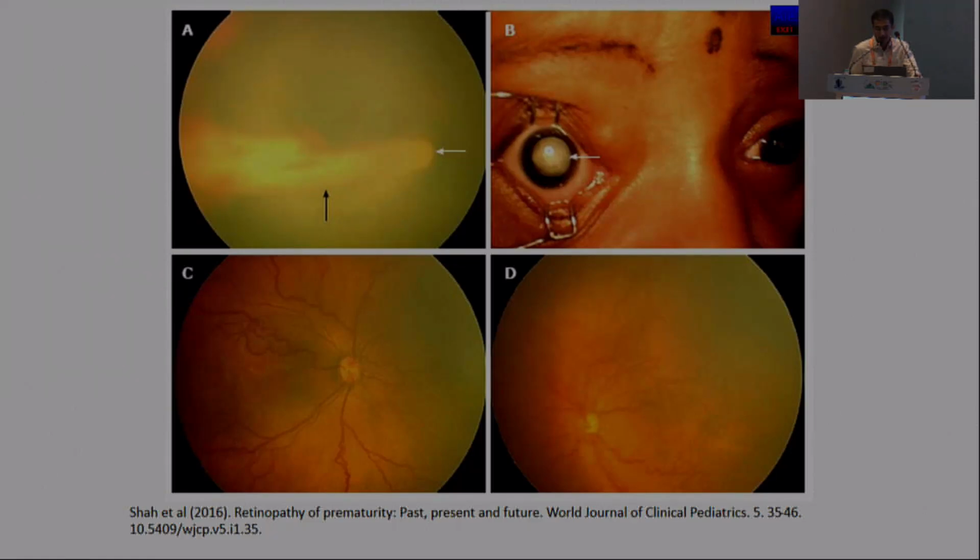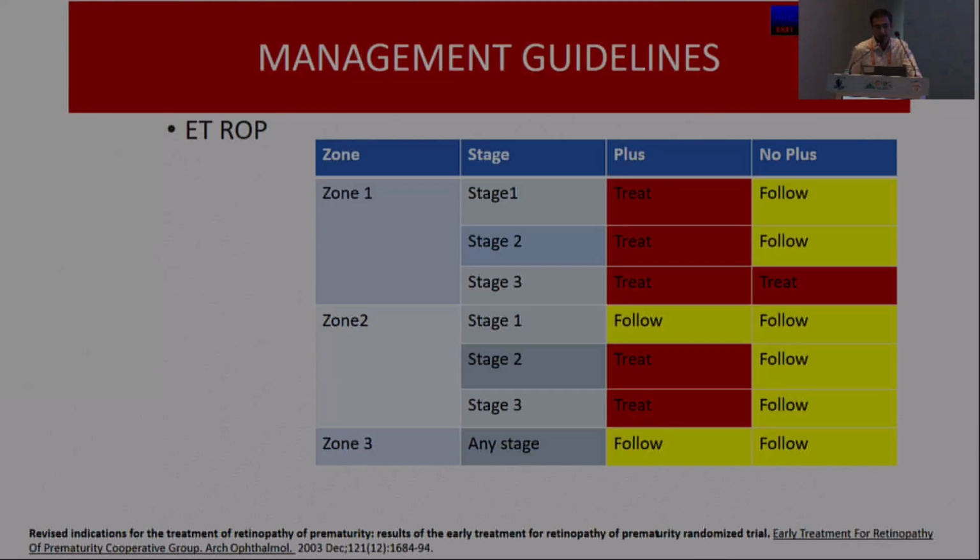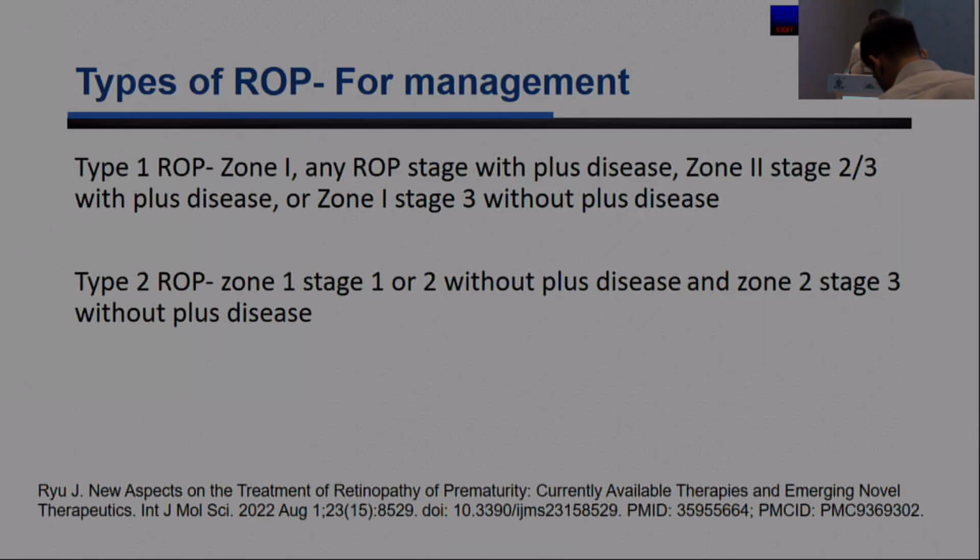And this is the disease that does not progress through the conventional stages of ROP and needs to be tackled early. So the management guidelines for ROP are based on the Early Treatment for ROP cooperative group, where in zone 1, any stage with plus disease needs to be treated, be it stage 1, 2 or 3. Zone 2, stage 2 and 3 with plus disease require treatment. All others can be followed up. And for convenience, for management, we have type 1 and type 2 ROP. So zone 1, any stage with plus disease, or zone 2, stage 2 or 3 with plus disease, is type 1 ROP. It requires treatment. Type 2 can be observed.